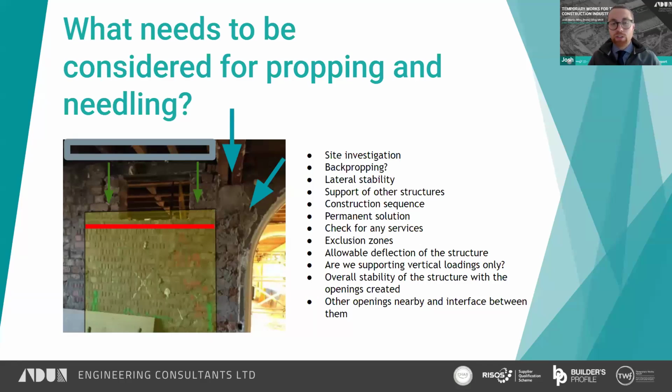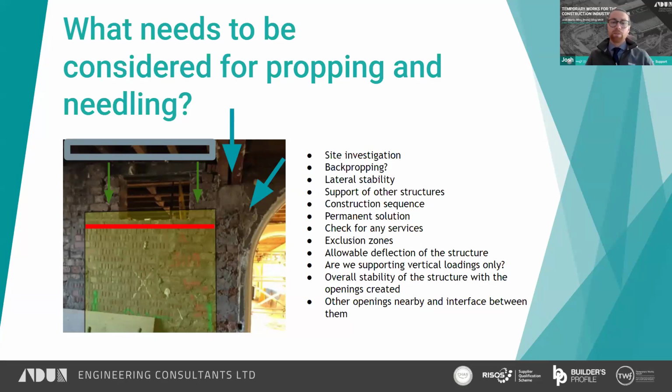Allowable deflections on the structure. So that's really governed by the type of structure and its use. It's really important, as it often is the driving load case for the design, how much movement, how much deflection that is permitted in that span. Are we supporting the vertical loadings only? This links back to the arch. Do we need to provide some horizontal support to this arch, perhaps?